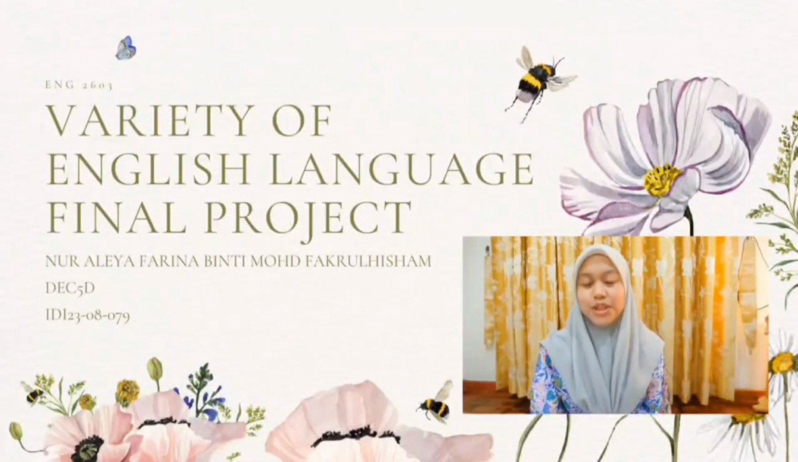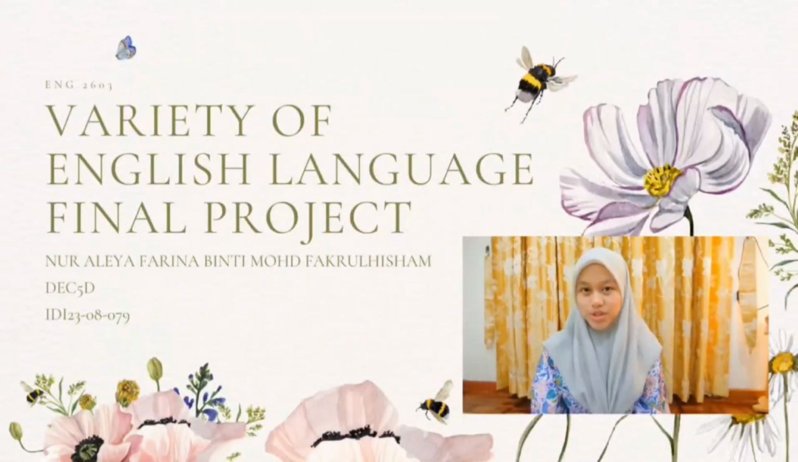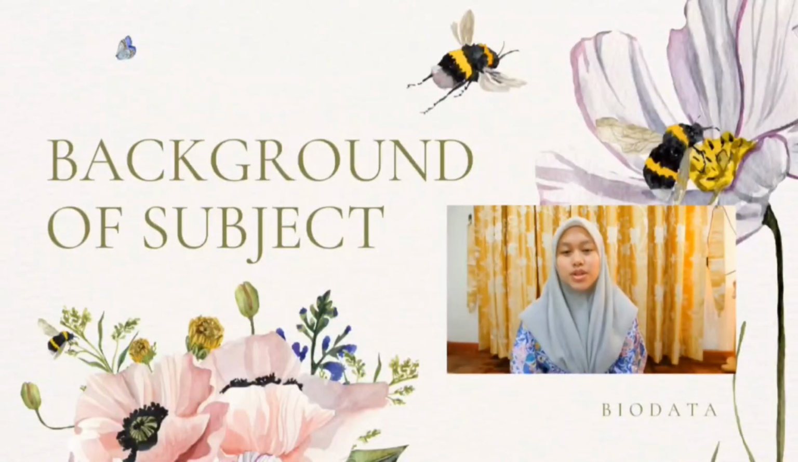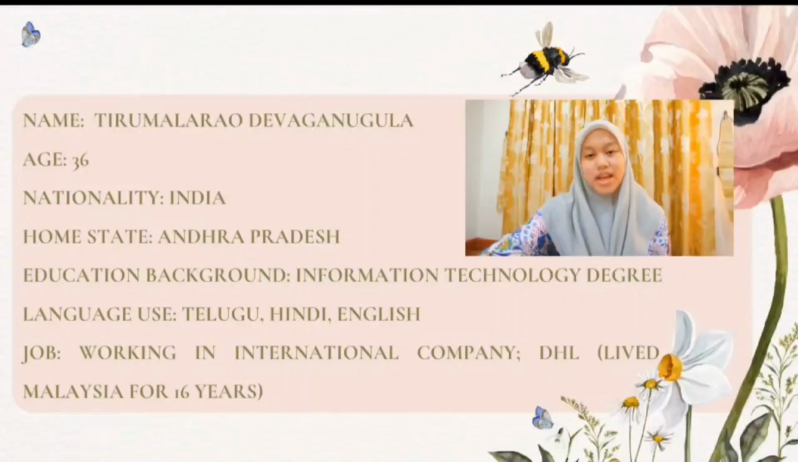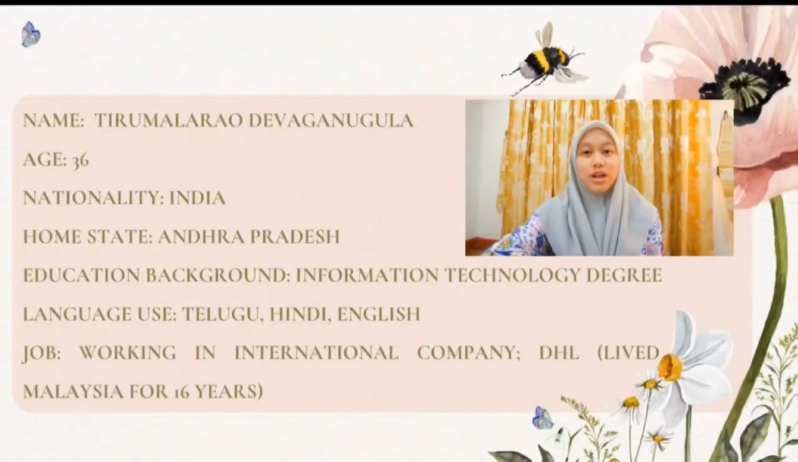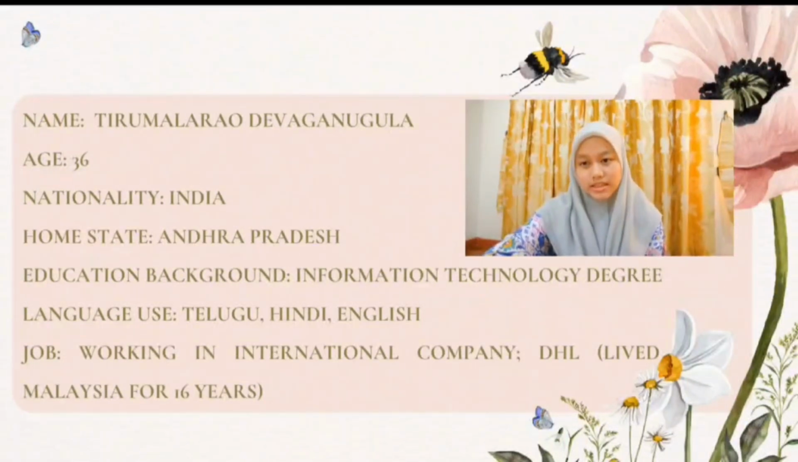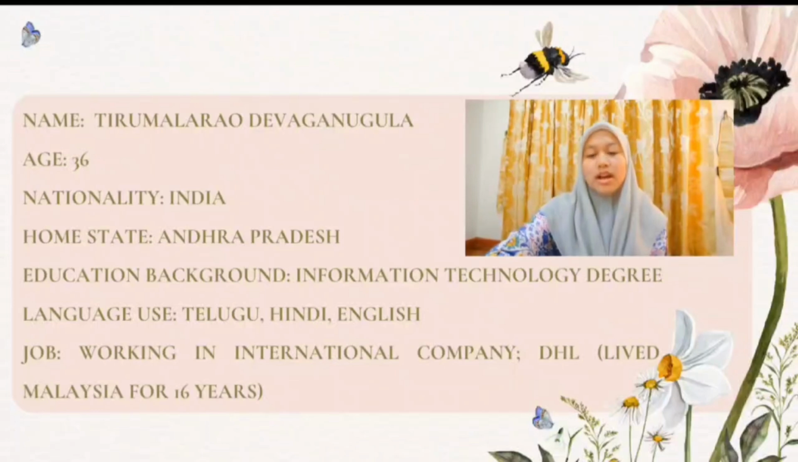Hi, my name is Aleya Farina binti Mohd Fakrulhisham from DEC 5D, and today I will be presenting the Variety of English Language final project. First things first, I would like to present the background of my subject. The name of my interviewee is Tiru Malarau Devaganugula, a 36-year-old man. I call him Mr. Tiru. His nationality is Indian. He was born and raised in Andhra Pradesh. His educational background is a degree in information technology. He uses three languages, which are Hindi, English, and Telugu. He currently works in an international company, DHL, and because of this, he has lived in Malaysia for 16 years.